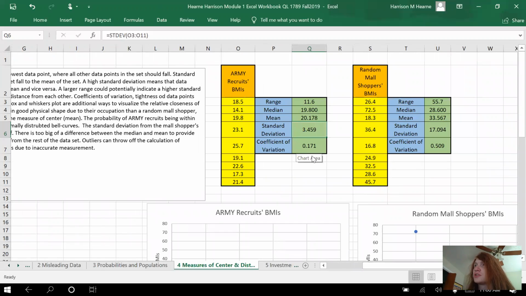And the coefficient of variation here is 0.171. We find the coefficient of variation by dividing our standard deviation by our mean. That means we want to find, as you can see here, that's Q6, which is this cell right here divided by Q5. So 3.459 divided by the mean gives us this coefficient of variation, which is how much the standard deviation will vary.